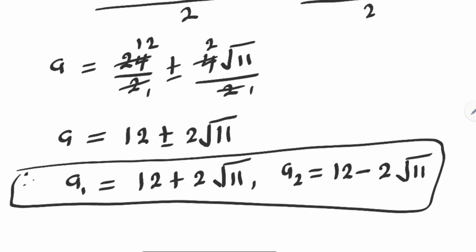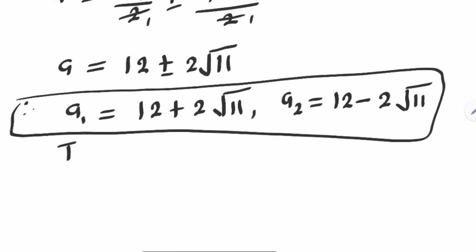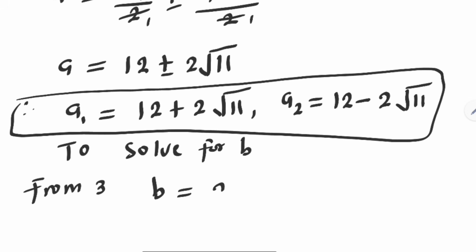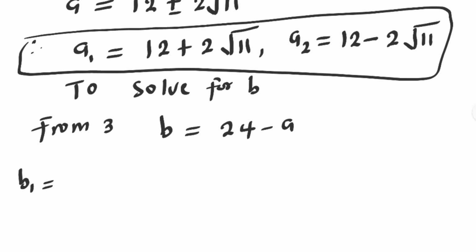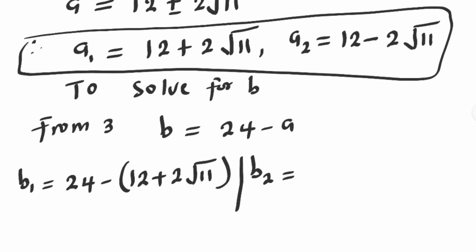We've gotten the values of A1 and A2. Let us solve for B1 and B2. To solve for B, from equation 3, B is equal to 24 minus A. B1 is equal to 24 minus A1 is 12 plus 2 square root of 11, and B2 is equal to 24 minus A2 is 12 minus 2 root 11.